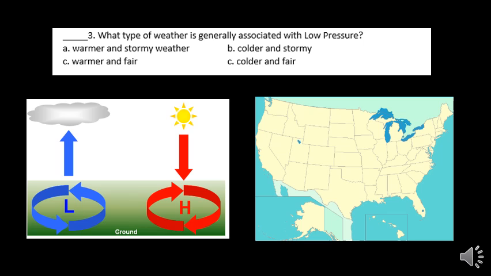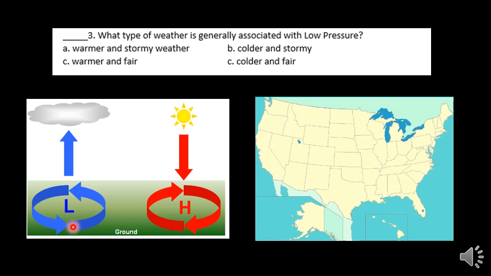What type of weather is generally associated with low pressure? Let's talk about low pressure and high pressure real fast. In my room, we have the clock up high and my counter down low. We always say that high pressure rotates clockwise and low pressure rotates counterclockwise.